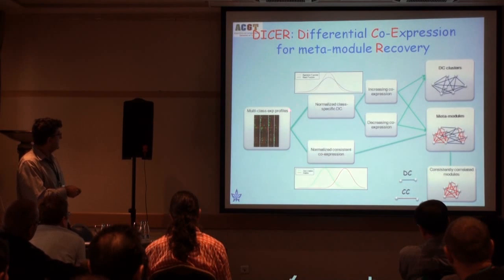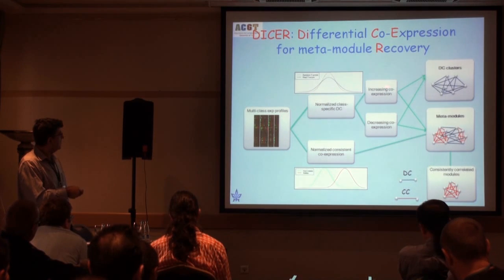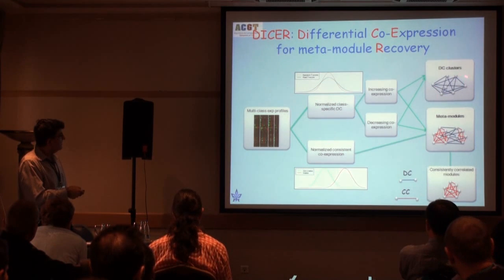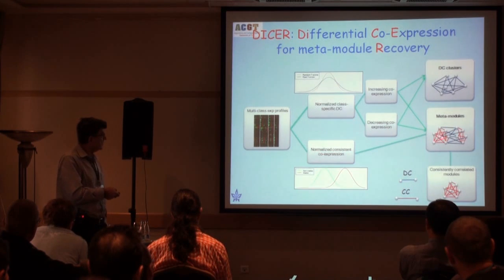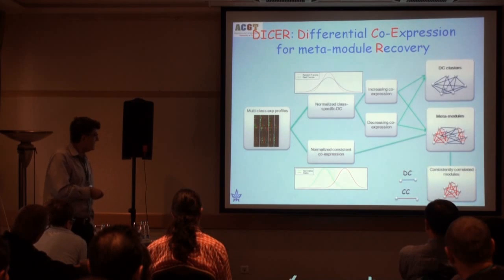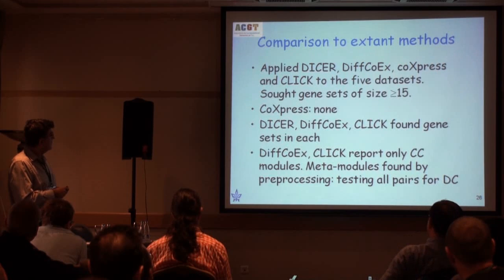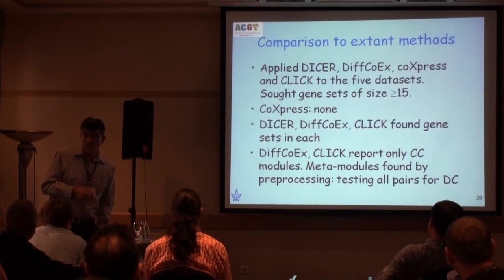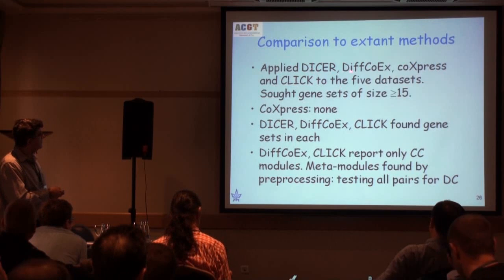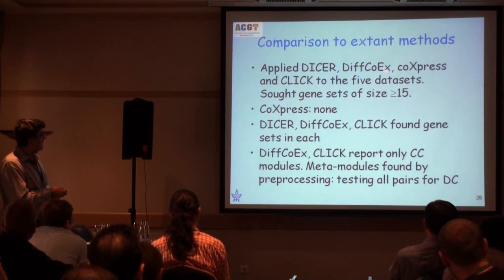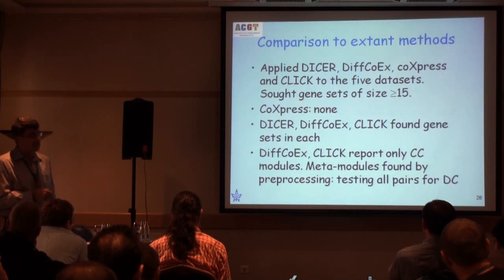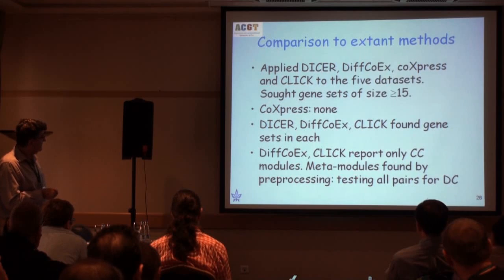So to summarize, we compute the differential correlation using the t-scores, and come up with the DC clusters and the meta-modules, which also use the co-expression values, and on the side we also get the consistently correlated modules. Okay, so in order to see how this works in practice, we compared it to DiffCoEx, the most recent method, CoExpress, and also a clustering algorithm, the CLIQUE algorithm developed in our group, on these five data sets.